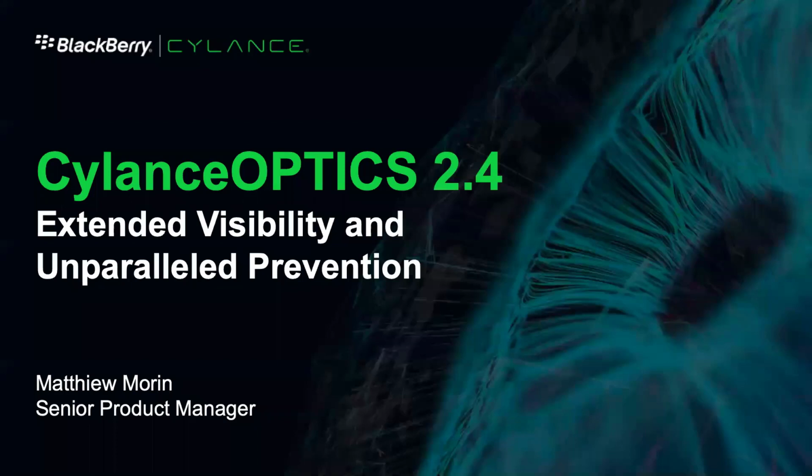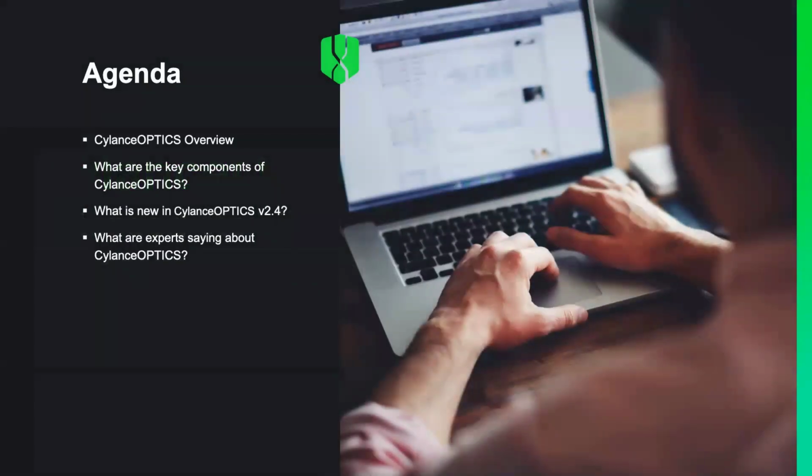Today, we're going to be talking about CylanceOPTICS version 2.4, our latest release of the product. We'll talk about an overview of the product, talk about how CylanceOPTICS plays alongside CylancePROTECT, the visibility that you gain with the product, and some use cases. We'll talk about the key components of CylanceOPTICS. We'll talk about the new pieces of CylanceOPTICS in version 2.4 that we recently introduced. And then we'll talk about some additional use cases and some other analysis that we've had done of the product.